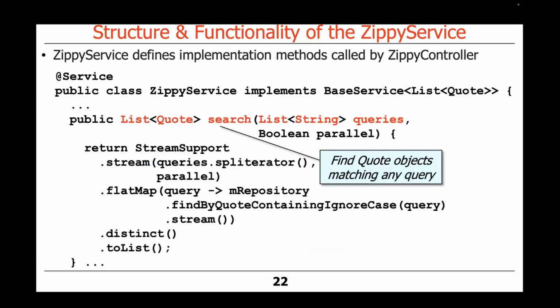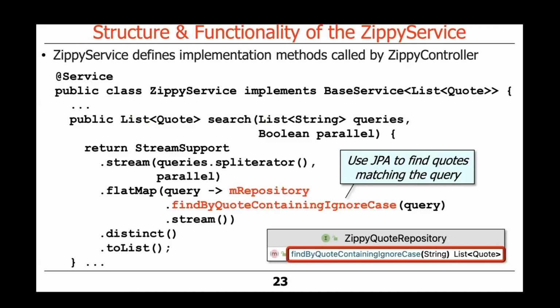Let's take a look at another method, and this is going to be a method that's a hybrid. It's going to include both calls to auto-generated Spring Data API methods, as well as encompassing them or enclosing them in some Java Streams code. This is going to find the quote objects that match any query in this list of query strings. So this is basically an OR, if you will.